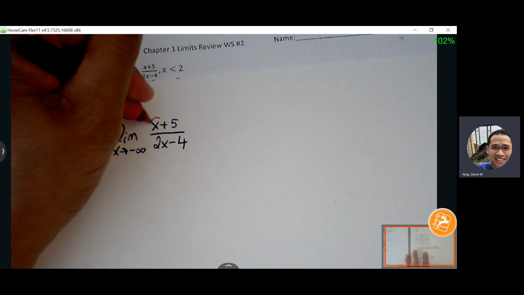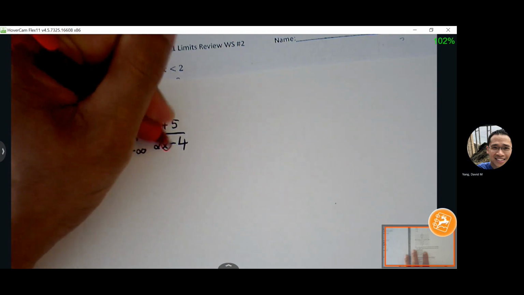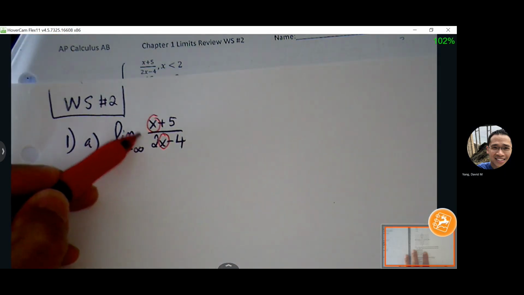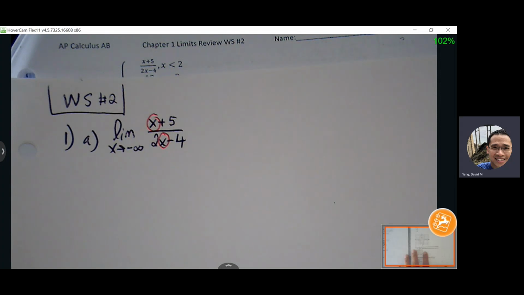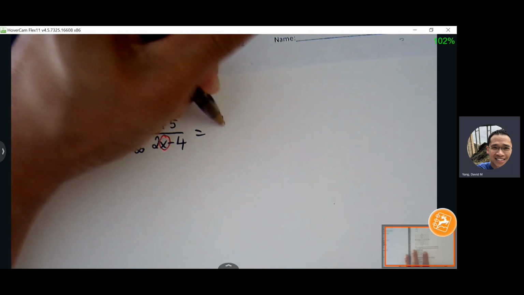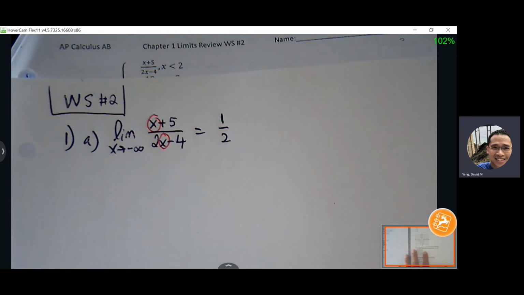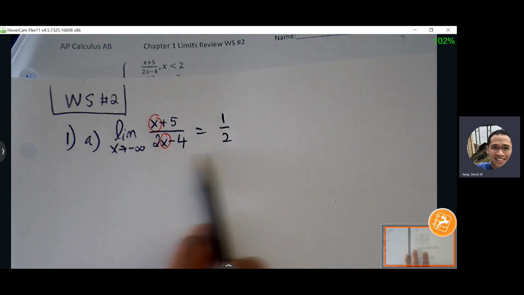So therefore, do we have a horizontal asymptote? Yes, and that's just the ratio of the coefficients, right? Equal to what? 1/2. Okay, so this 1/2 is the limit, but it's also technically the horizontal asymptote because this graph is going to flatten out at y equals 1/2. Okay.